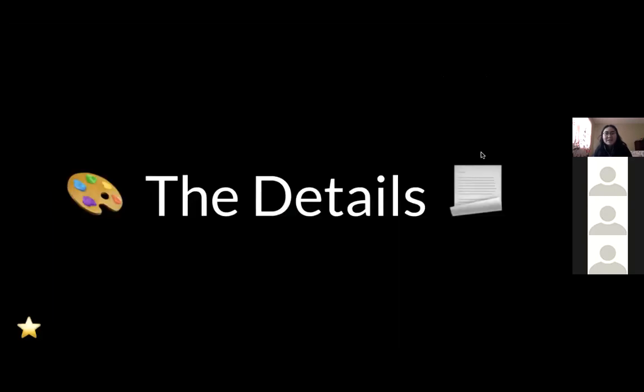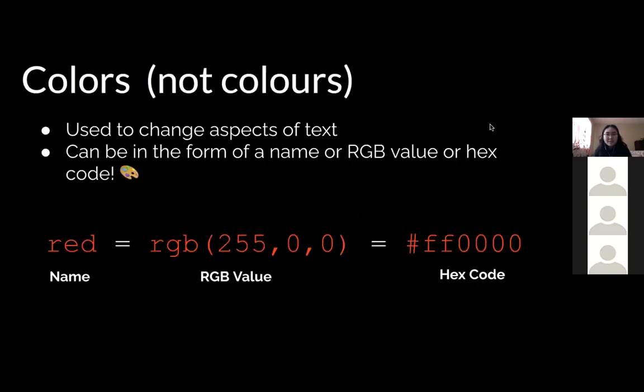So now that we know how to just generally write tags and select specific properties and assign values, let's go into more specific things we can do with CSS. So we can change the colors. And as the title says, colors is written the American way. Generally speaking, everything in CSS is written the American way. So remember not to use U, it's just ORS. And color is used to change aspects of the text. I think that's pretty straightforward.